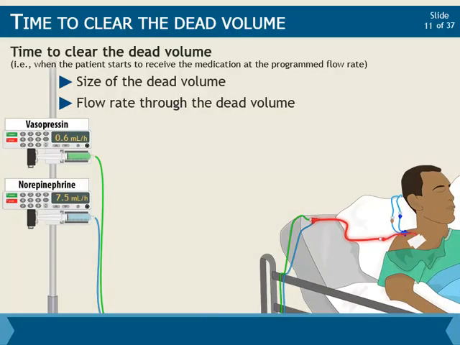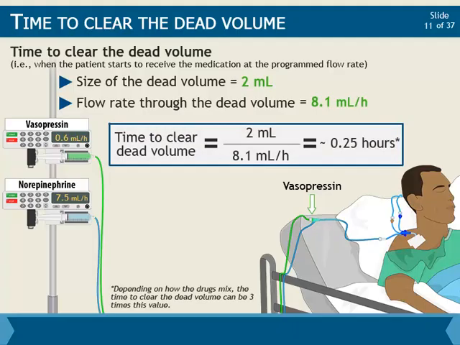In this scenario, our dead volume is about 2 milliliters, and the flow rate through the dead volume is 8.1 milliliters per hour. As a result, the vasopressin will only be slowly propagating through the dead volume once it is started. In fact, it will take over 15 minutes before the vasopressin makes its way through the dead volume and starts to be delivered to the patient at the programmed rate.